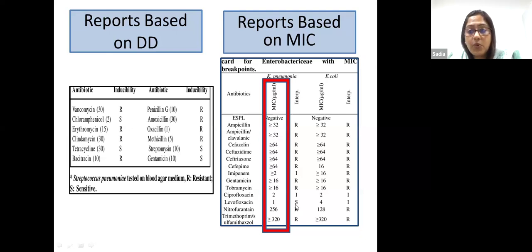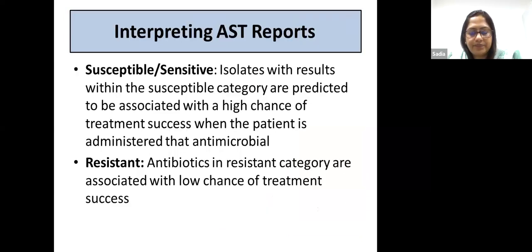Okay, MICs between different antibiotics are not comparable. If you want to compare with breakpoints, you have to compare the same antibiotic. So this is how you can differentiate whether your report has been done by broth dilution or by disk diffusion. This is important when you want to find out the MIC of certain antibiotics.